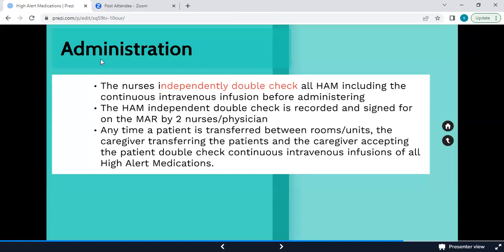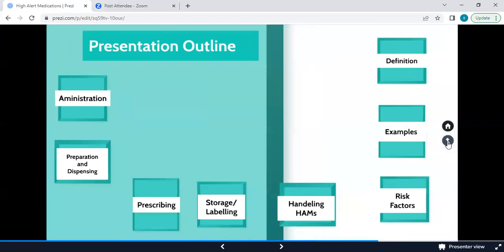So that's all about high alert medications. It was something very simple and very quick, and it is one of the important topics that every pharmacist has to be aware of, and it's encountered a lot in hospitals.